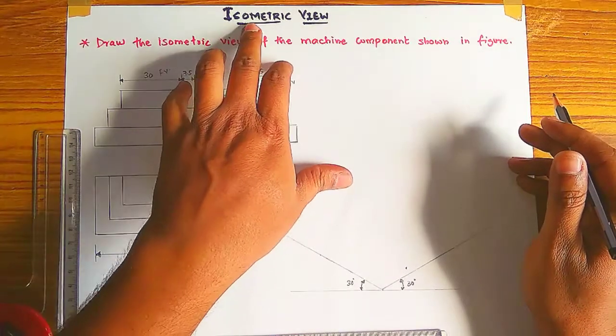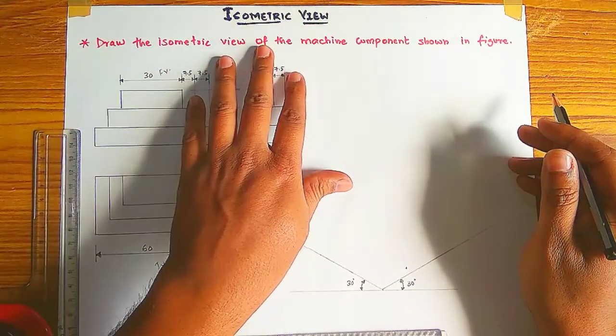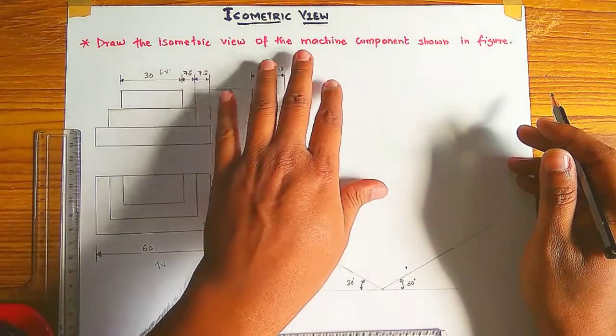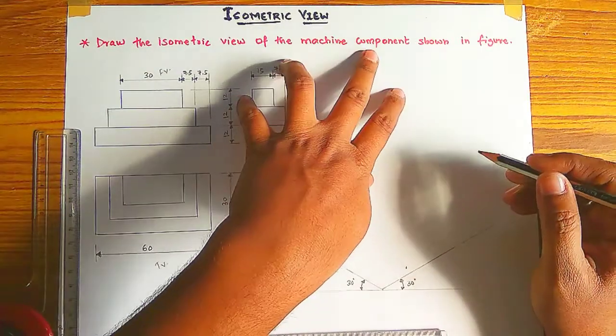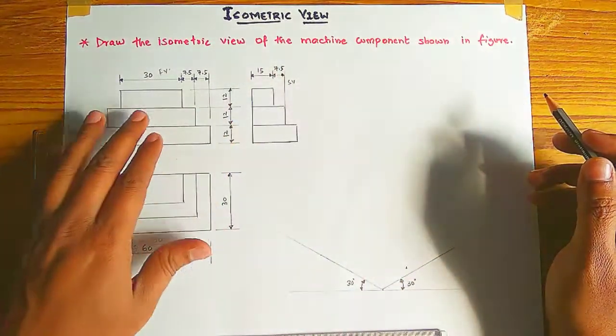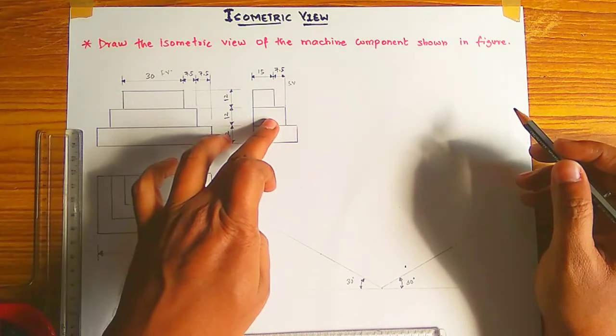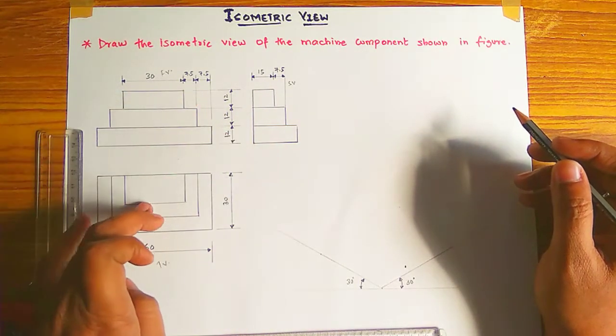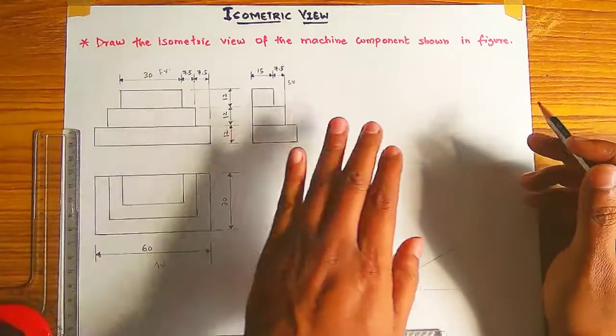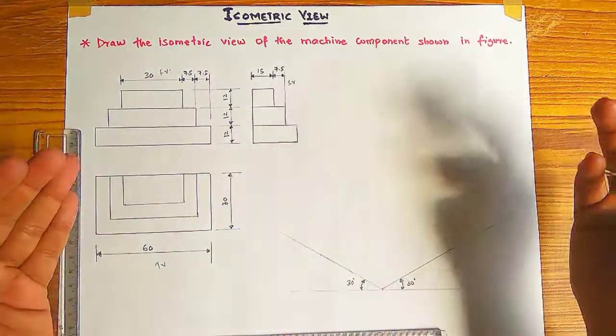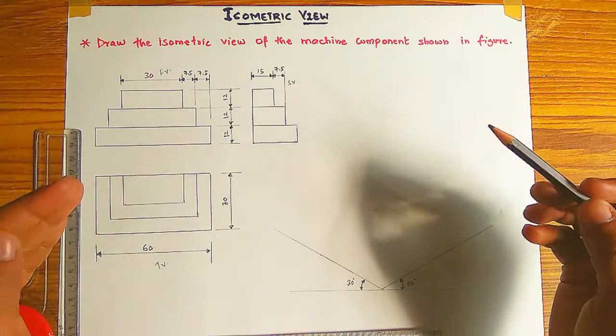Today I am going to explain the isometric view problem. You have to draw an isometric view of a machine component as shown in the figure. This is the front view, this is the top view, and this is the side view. According to these views, you have to draw the isometric view. So how to draw this figure? I am explaining it in detail.